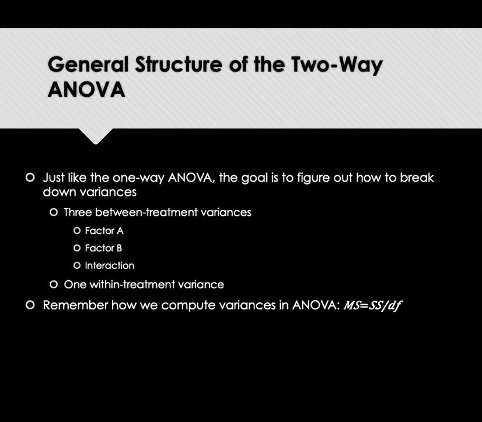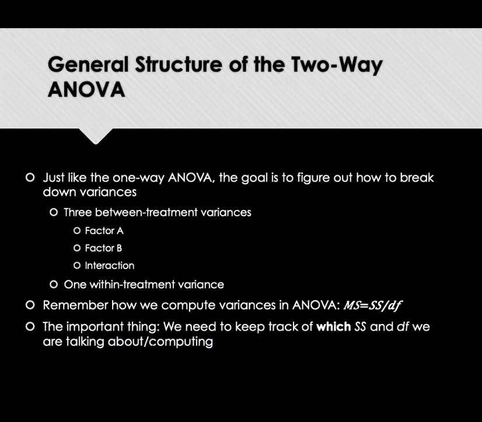And remember how we computed variances in the one-way ANOVA? We computed a mean square, right? Which is short for the mean squared differences, right? And that equals sum of squares divided by degrees of freedom. So we're going to be using that same basic formula here in the two-way ANOVA.